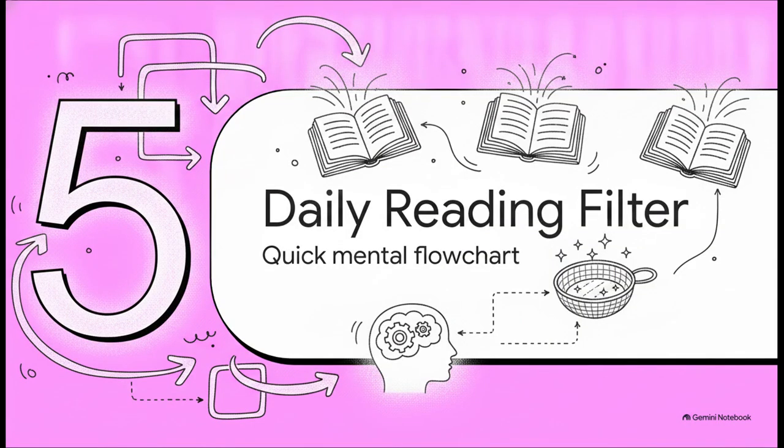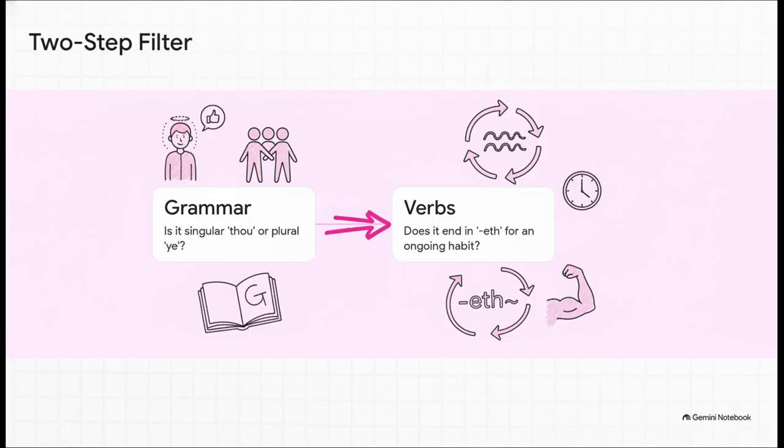And finally, Section 5, your daily reading filter. Okay, here is the exact mental tool you can use every single day. Whenever you hit a difficult sentence in the KJV, just run it through this quick two-step filter. Step 1, isolate the grammar. Ask yourself, is the text using a singular thou speaking directly to me, or a plural ye speaking to my community? Step 2, convert the verbs.